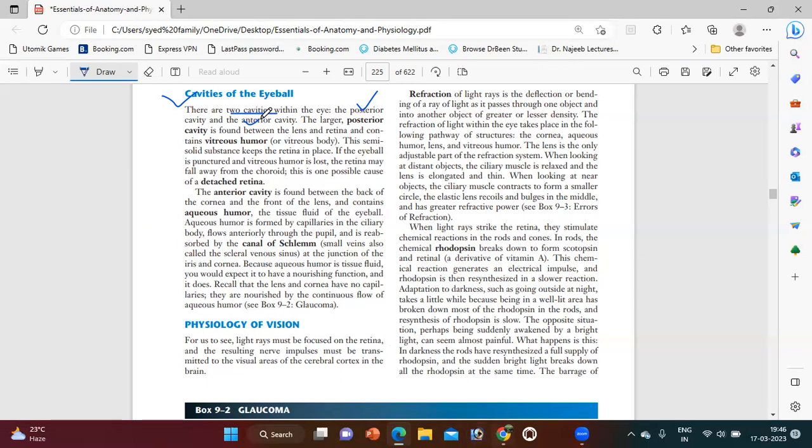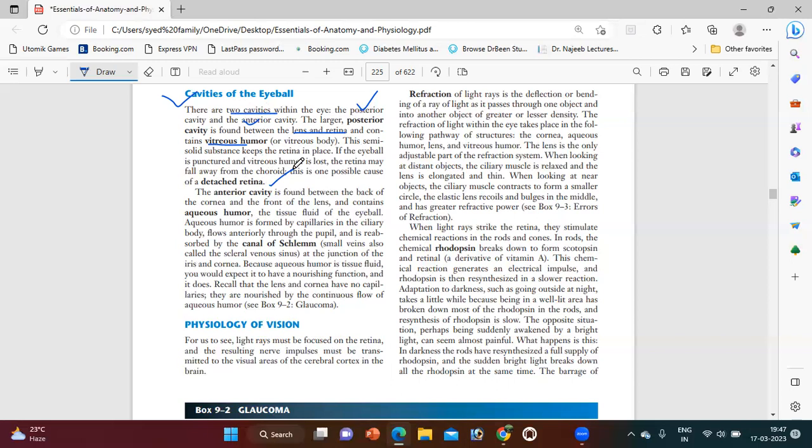Okay. So the larger posterior cavity is found between the lens and retina and contains vitreous humor or vitreous body. This semi-solid substance keeps the retina in place. If the eyeball is punctured and vitreous humor is lost, the retina may fall away from the choroid. This is one possible cause of detached retina.